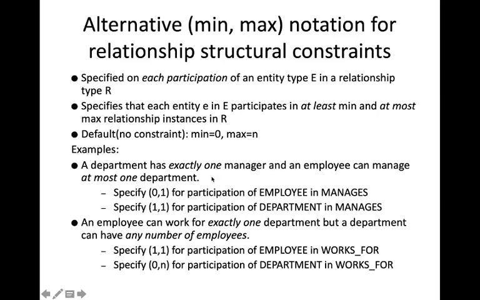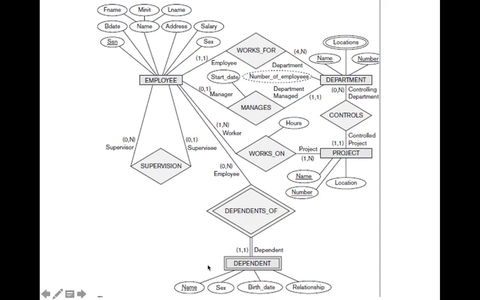We have already seen this manages relationship. It is 0 comma 1 on one side and 1 comma 1 on the other side. Here we have already seen employee and department. It is 1 comma 1 and 0 comma n for the works for relationship. Actually we have specified 4 comma n because in the original example it is mentioned that at least 4 employees should be there in a department. That is why we have given 4 comma n. If a department can be run even with a single person, then we can mention it as 1 comma n also.